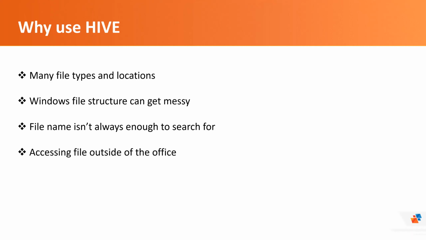File name isn't always enough to search for. When we are searching for content, sometimes just the file name itself is not enough. I'm looking for a door, but what type of door? We need to look for more parametric data or information about the specific door type that we are looking for. Also, accessing files outside of the office. If we are not in the office, as we have been for the past while now, accessing information directly through the VPN can be slow, but if we can use something through the internet like HIVE, it will make things a lot quicker.